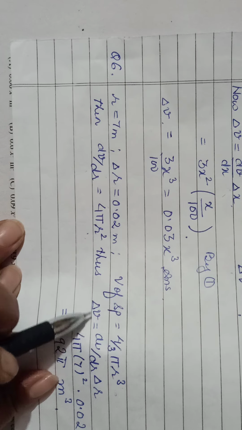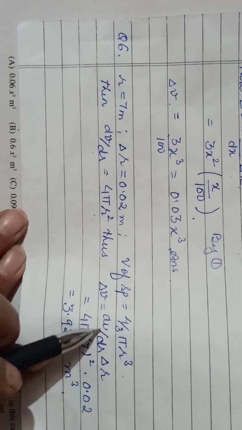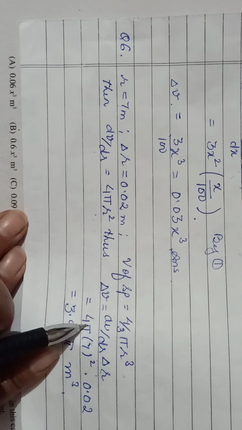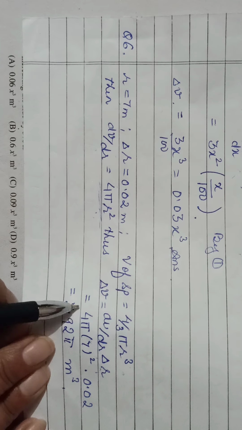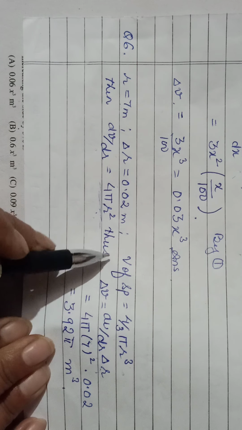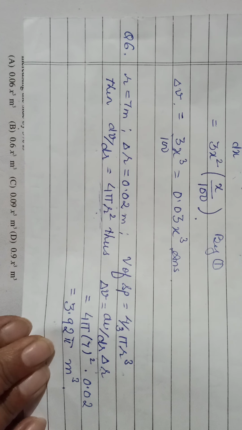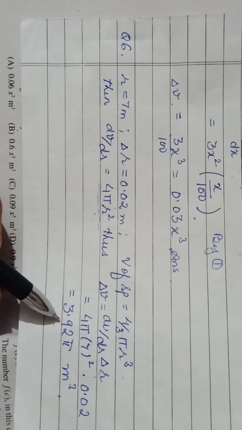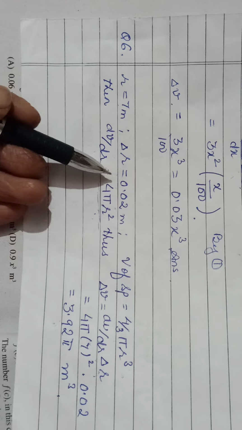Okay, so our question was to find this change or error in volume, delta V, which we know by theory is dv by dr into dr. Okay, or delta r. So 4 pi r square, that was your dv by dr, and r's value was 7. So hence 4 pi 7 square into delta r was 0.02. Okay, multiplying that, you get it as 3.92 pi. It was volume, so obviously meter cube. So this much error would occur in the value of volume, if this much error has occurred in the value of radius. Okay.